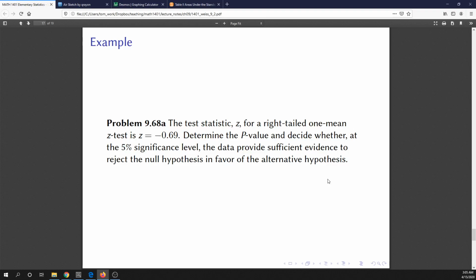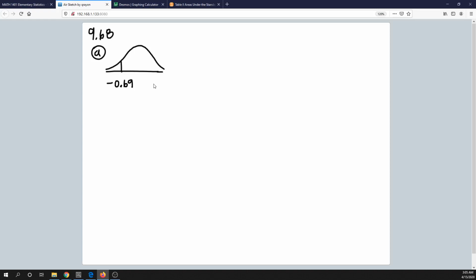Okay, so let me write this down. All right, so our z score is minus 0.69. It's going to look like this. This is a right-tailed test, right? So for a right-tailed test, the p-value is going to be the area to the right of the z-score that we get, okay?